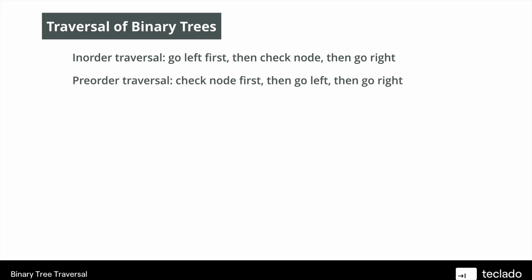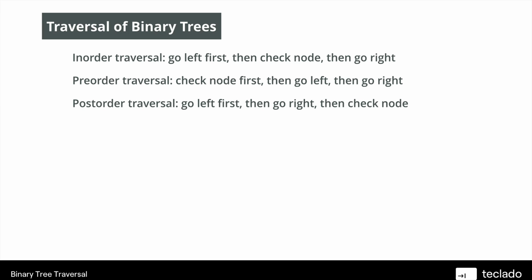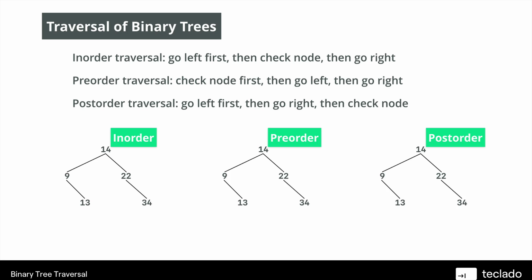You've got pre-order traversal, where you check the node first and then you go left and then you go right. And finally, you've got post-order traversal, where you go left first, then right, and then you check the node. So what does this all mean? Well, let's look at a few examples. We've got three identical trees here. We are going to navigate them in-order, pre-order, and post-order, and see what we come up with.